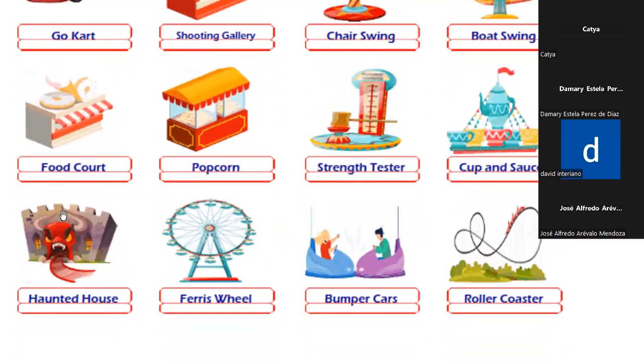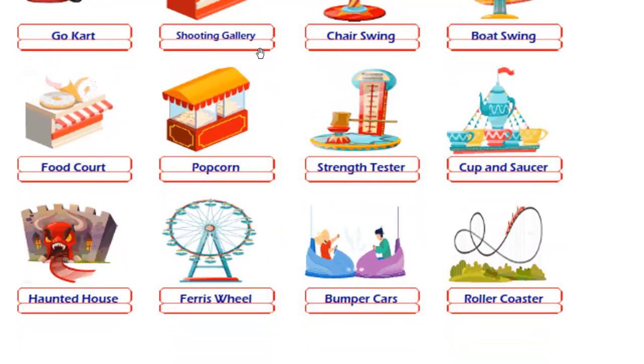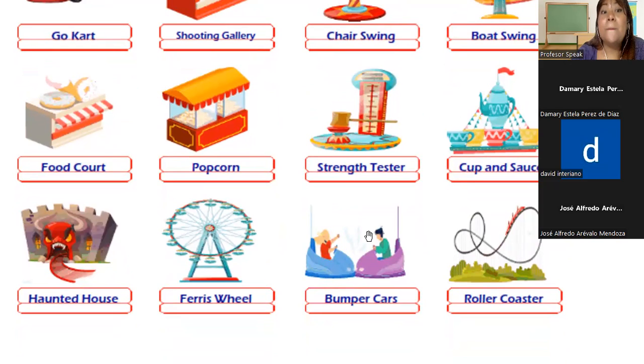Food court. What is a food court? Any idea? El Doritos. Okay. Usually they have different restaurants. For example, Metrocentro has two food courts. Okay. We have the popcorn.